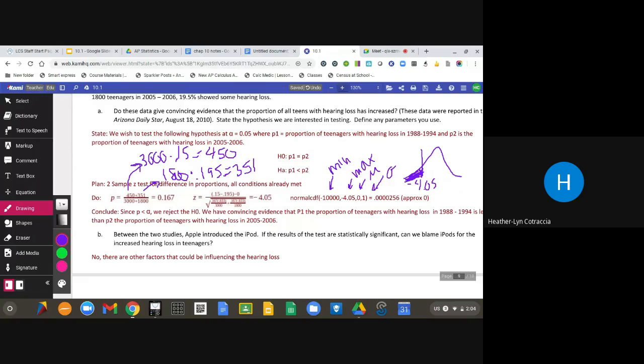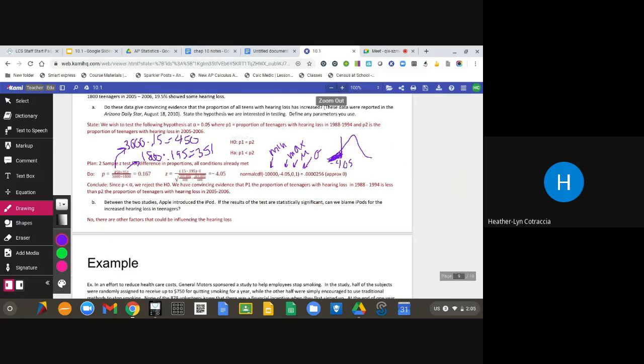That chart, that drawing is actually very, very important, especially if you happen to forget to label things. I think the drawing would suffice for credit. So please make sure that the drawing is there. That's why I did the negative 10,000 to the negative 4.05. Conclusion, since P is less than alpha, you reject the null, and therefore you do have convincing evidence that the proportion of teenagers is less than P2, which is the proportion of teenagers in that other year there.